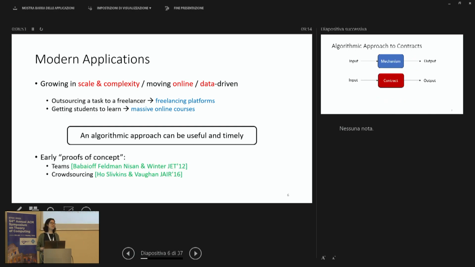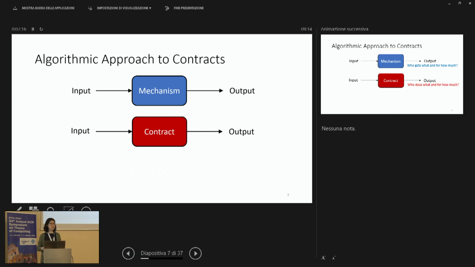There are already proofs of concept of this in early pioneering papers by Michal and by others. What I want to show you is what's been going on in recent years. This has picked up speed, and there's starting to be a lot of work on this. So I said an algorithmic approach to contracts. Here's what I mean by this. This is the way I see it.